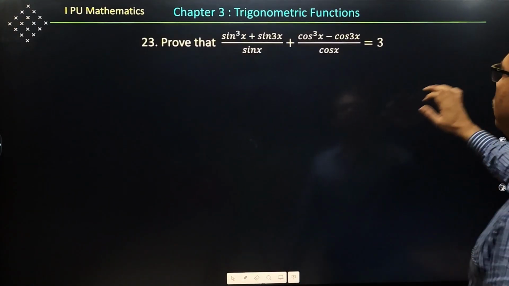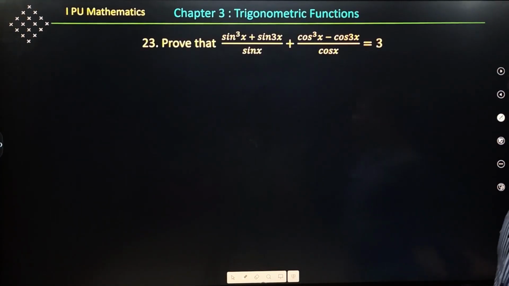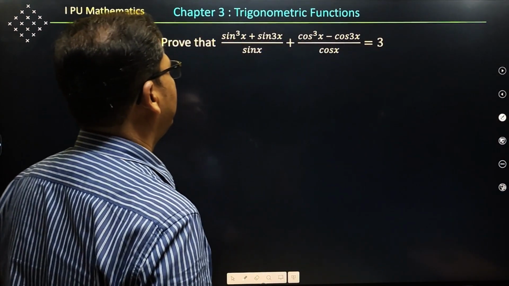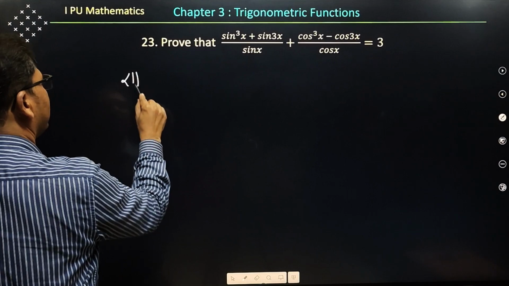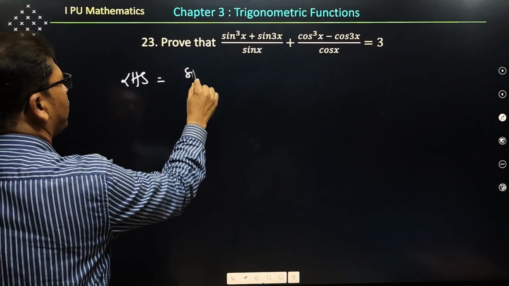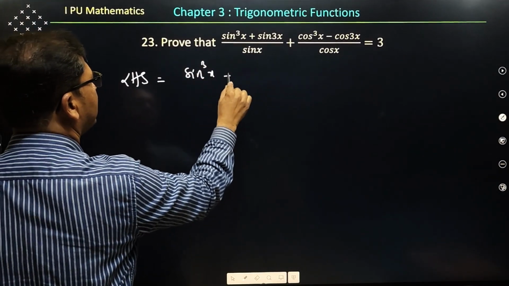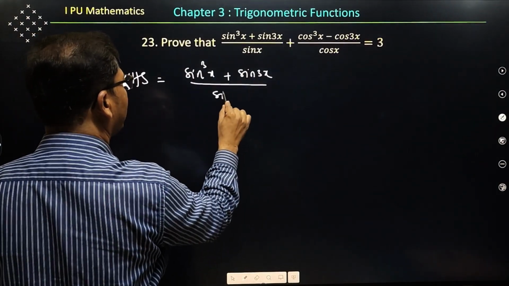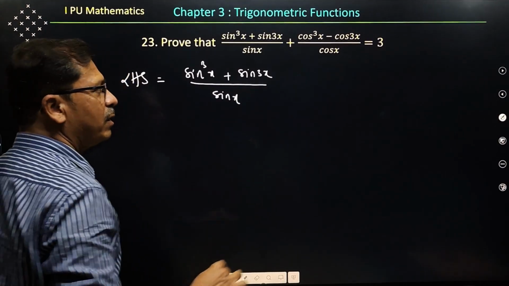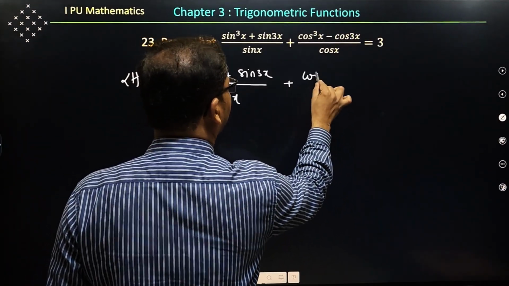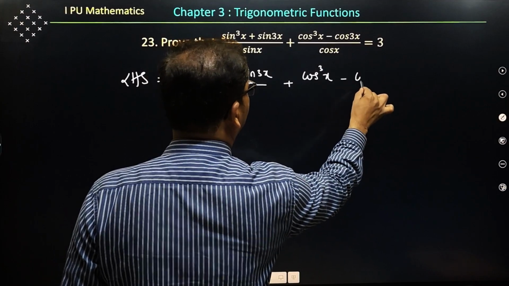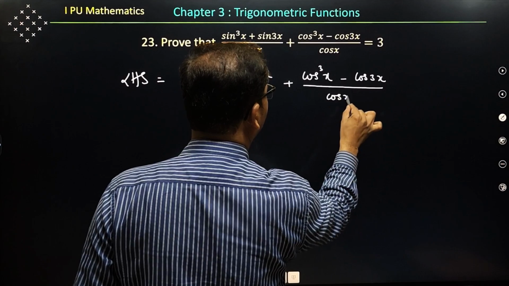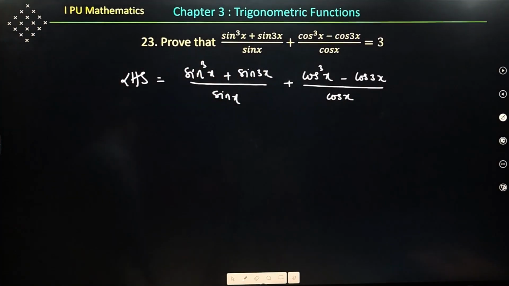Now let me continue with one more very interesting and simple example based on the multiple and submultiple angle property. Let me take the LHS part. The LHS follows like this: sin cube x plus sin 3x divided by sin x, and then cos cube x minus cos 3x divided by cos x. This is your left hand side.